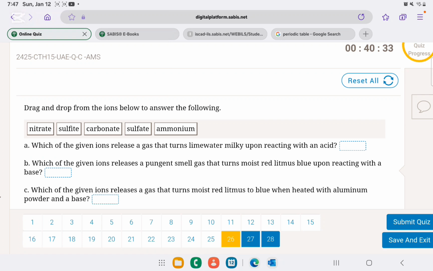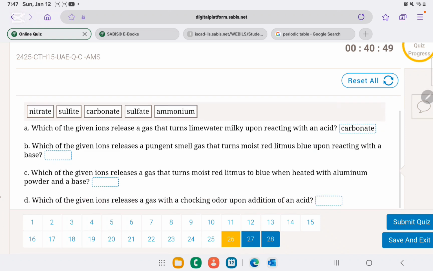Which of the given ions release a gas that turns lime water milky upon reacting with an acid? Carbonate. Yeah, because when carbonate reacts with an acid, it releases CO2, which turns lime water milky.